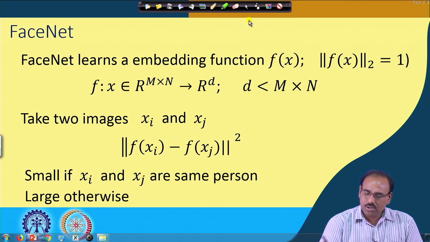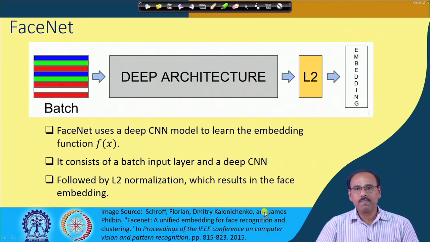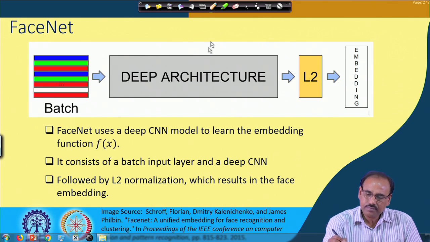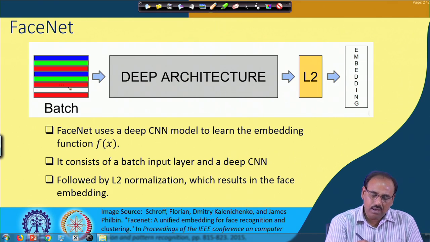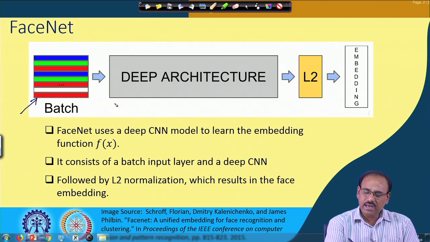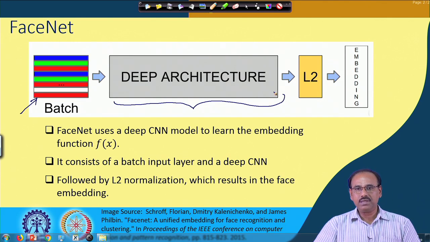So given this, the architecture of this FaceNet is something like this. It has an input batch layer where you feed in the training data or even the inference data, the test data. The FaceNet is actually a deep convolutional neural network architecture, which is a deep neural network.